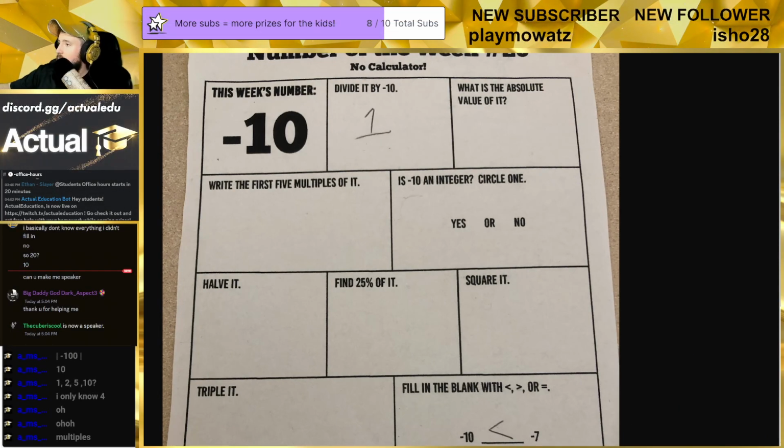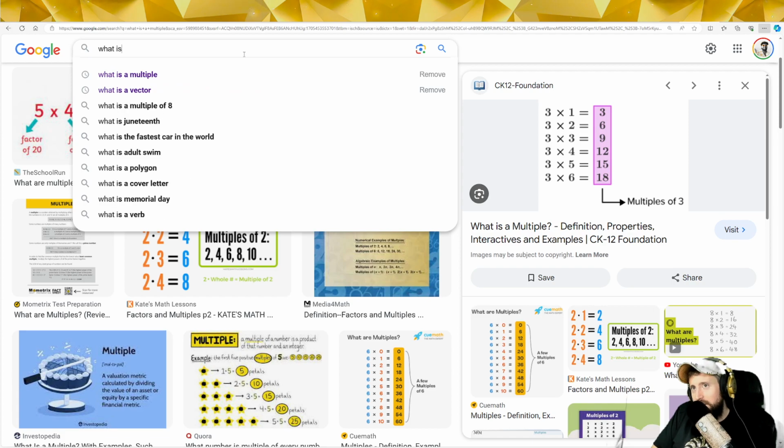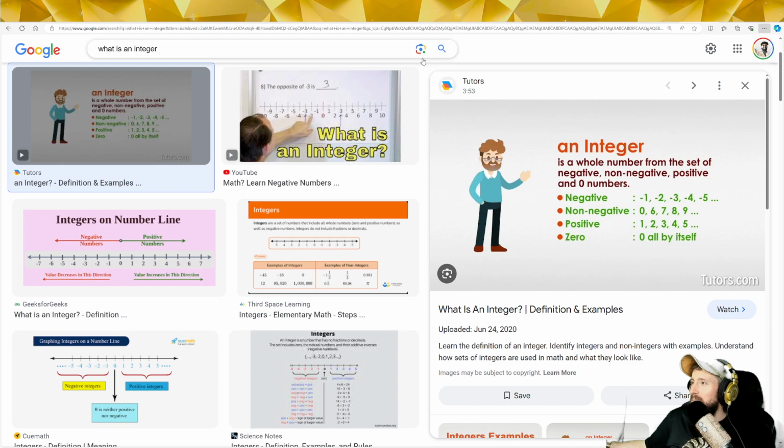Okay, cool. Is -10 an integer? That's a good question. What do you think? I don't know what an integer is. Okay. Well, here, let's go again. Google's the best. So, what is an integer? An integer is a whole number that is either negative, non-negative, or positive, or 0. So, wait, what's the difference? Oh, okay. So, negative numbers are these, like -1, -2, -3, -4, -5, right? Those are negative numbers.